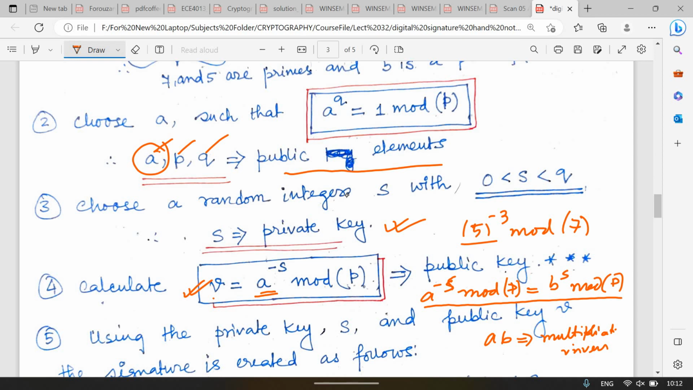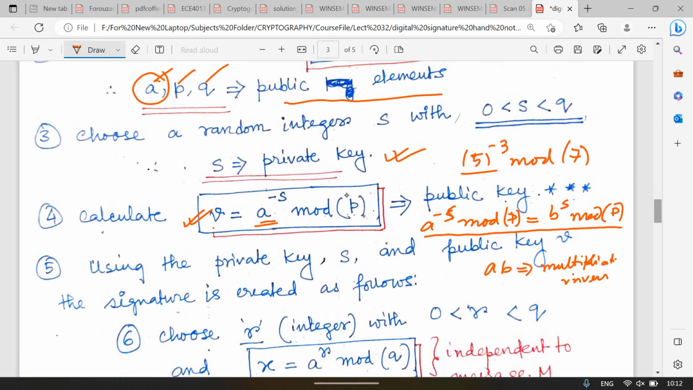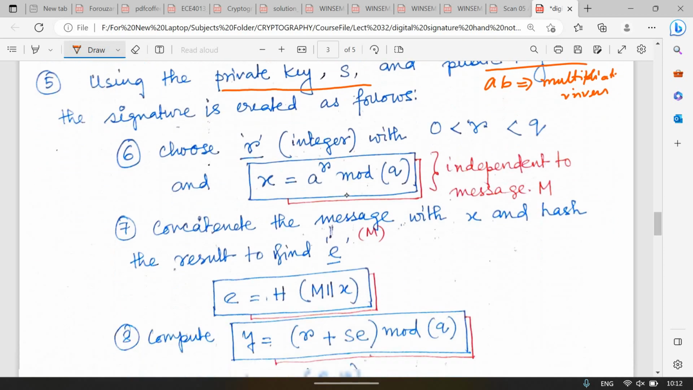So this is about the V part. Using the private key, we are generating V, and we are calling this the public key. Remember, we have S as the random number and we are also generating V. So using the private key S and the public key V, we are now generating the signature. Now let's see about the signature.